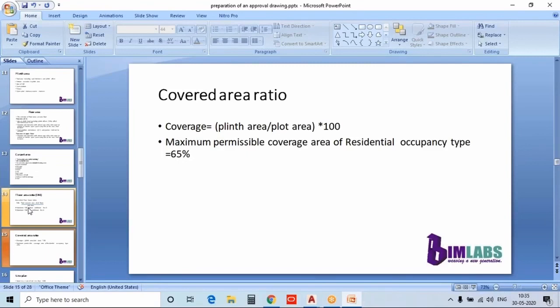Okay, and for all other occupancy types like institutional buildings, educational buildings, hazardous buildings, storage buildings, office buildings, the permissible coverage area differs according to the occupancy type of the building. Okay.